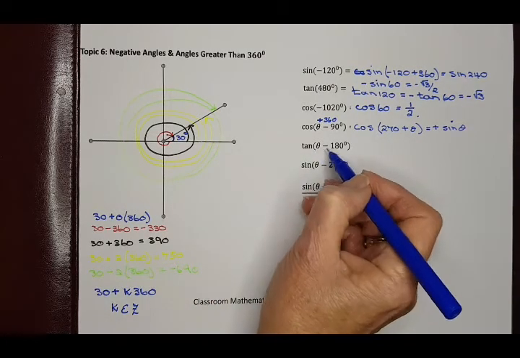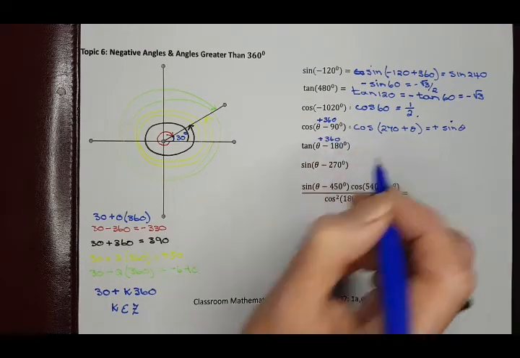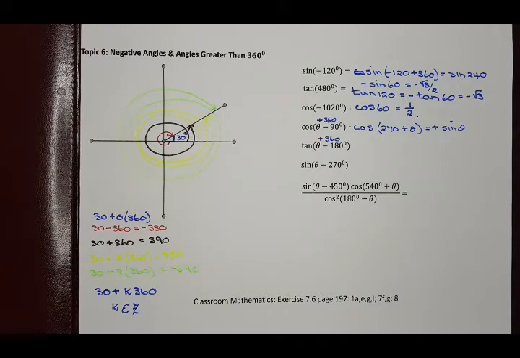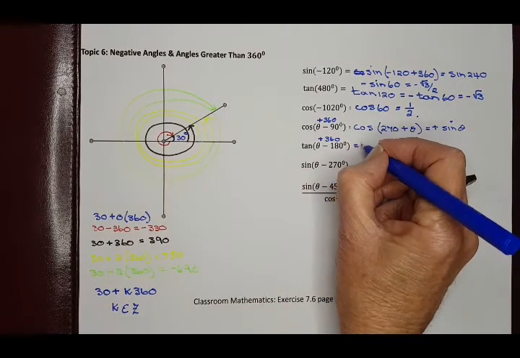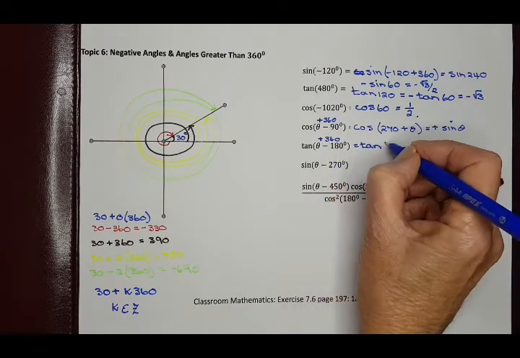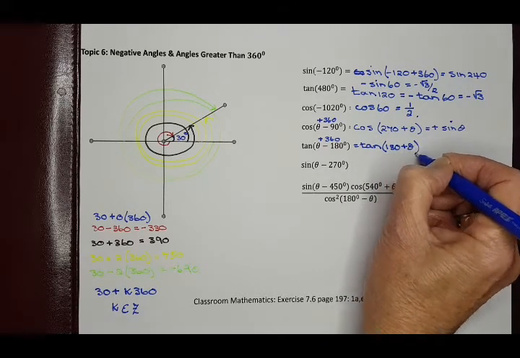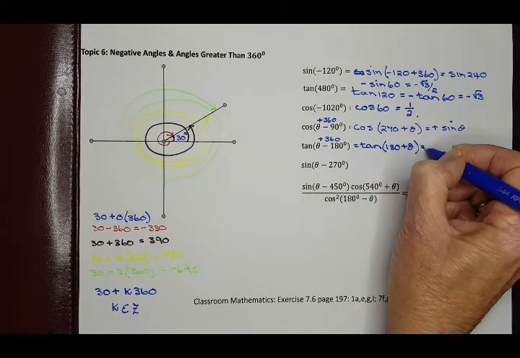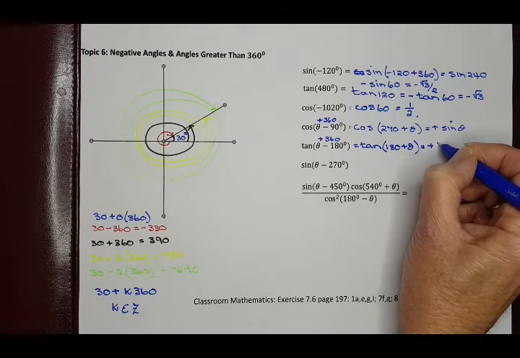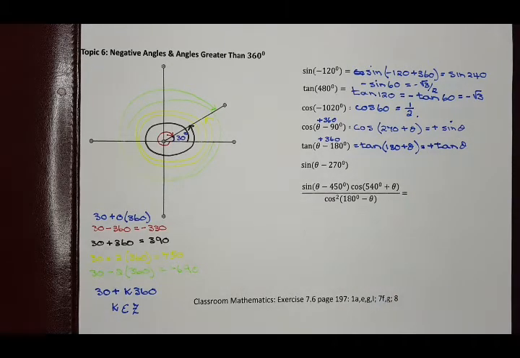Over here, theta minus 180. Again, it's a negative angle. How do I cope with a negative angle? I'm just going to add 360 degrees. So this becomes tan of theta plus 360 minus 180. What quadrant? Third. What sign? Positive. What axis? X. What ratio? It stays the same.